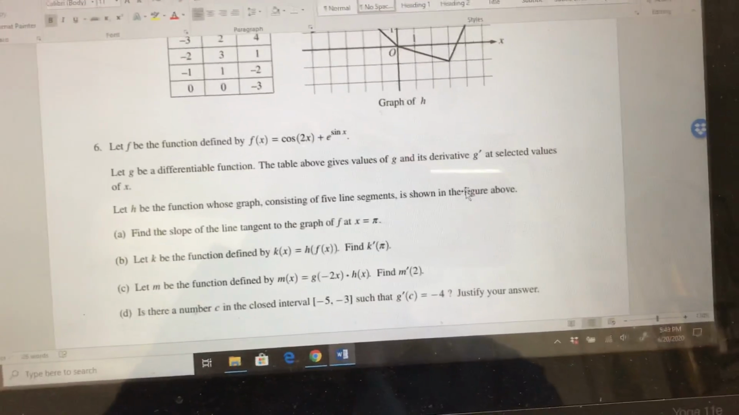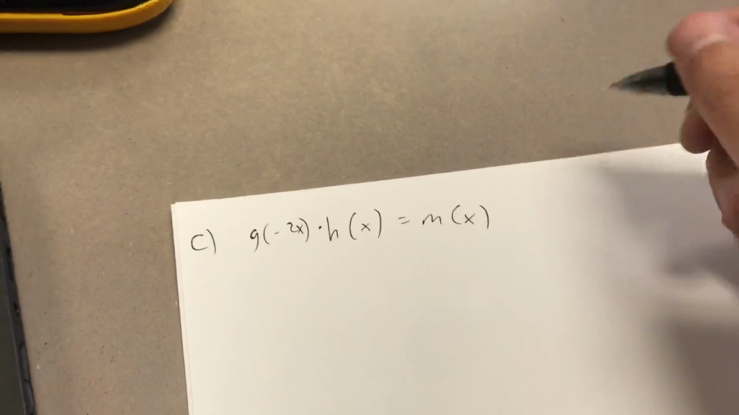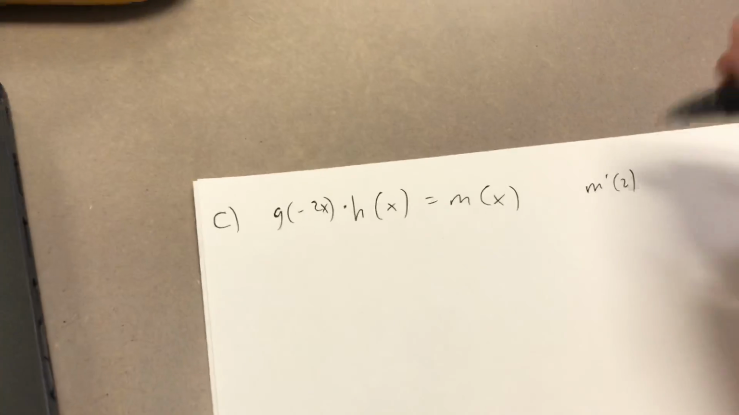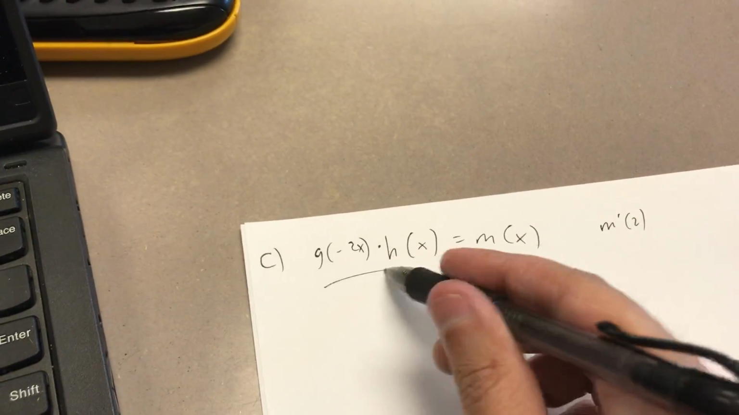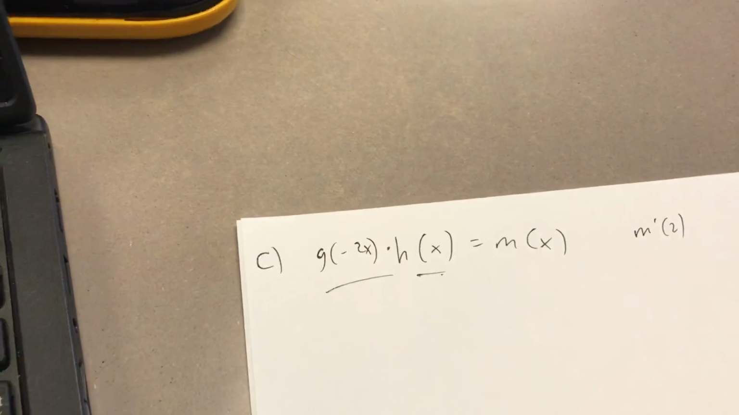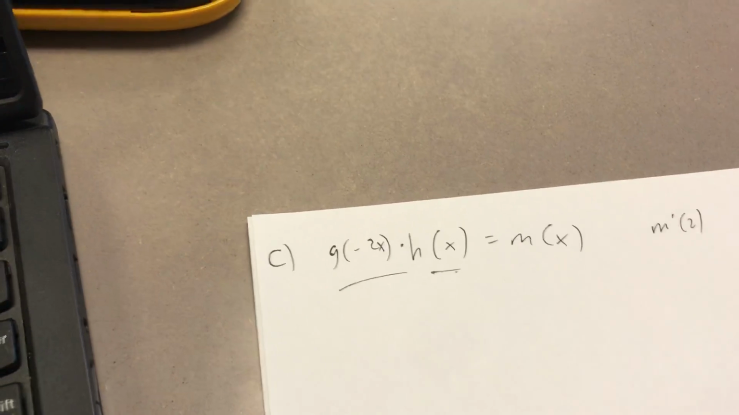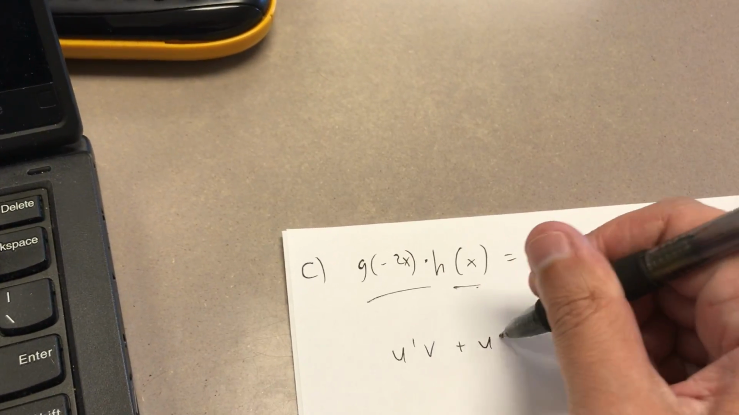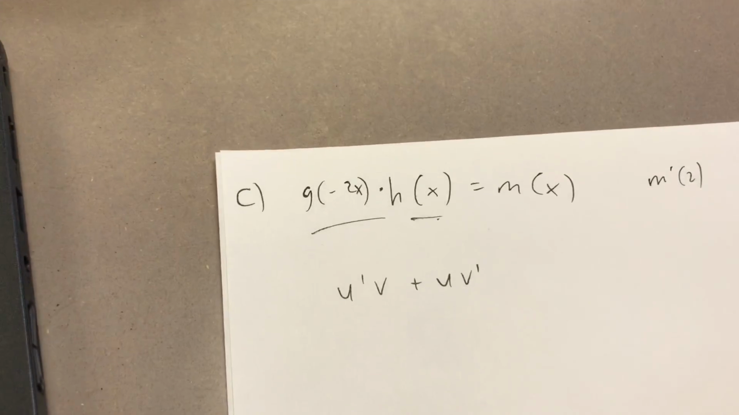And so let's take a look at that. So I have that over here. And again, I'm being asked to find m prime of 2. So I need the derivative, okay? Notice we have a product of two different functions, so this is a product rule question. The product rule says take the derivative of the first times the second plus the first times the derivative of the second, that type of setup.